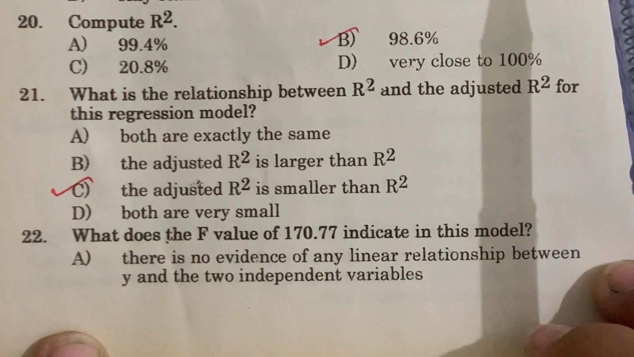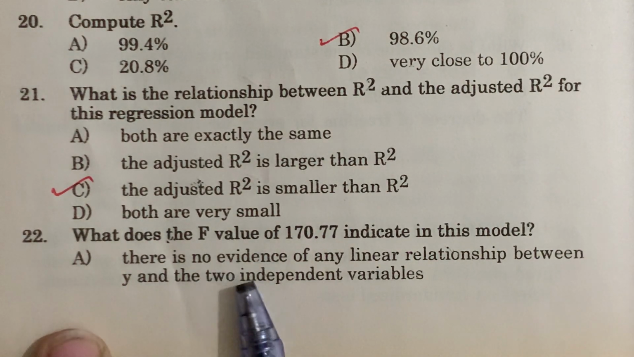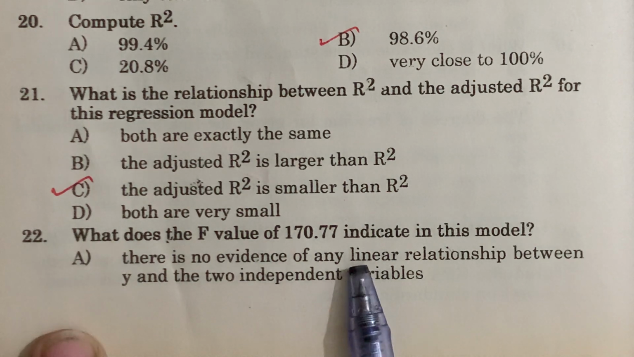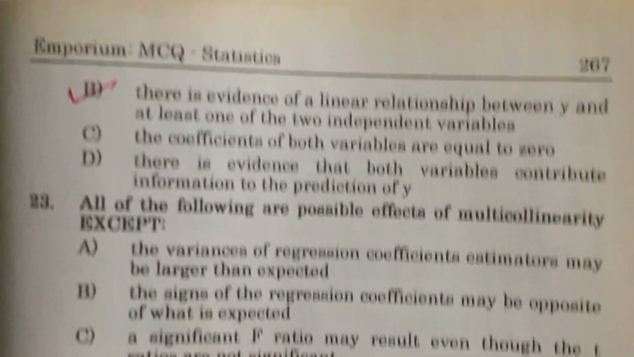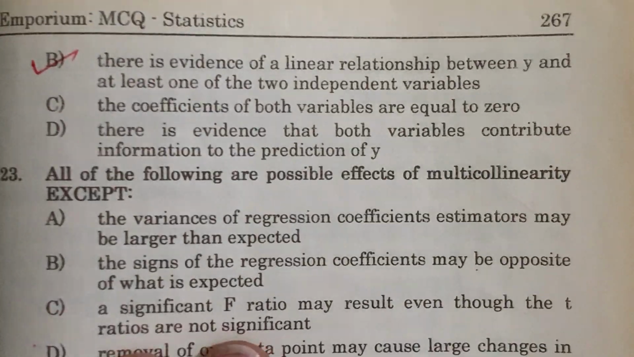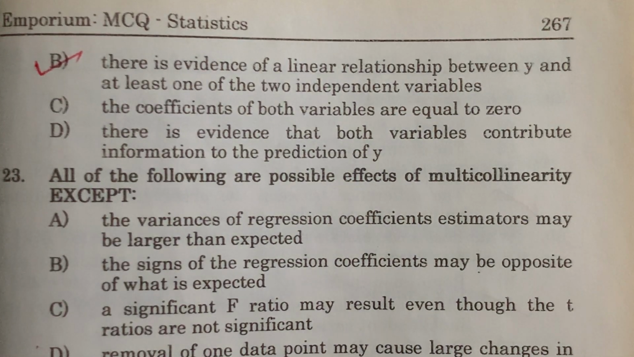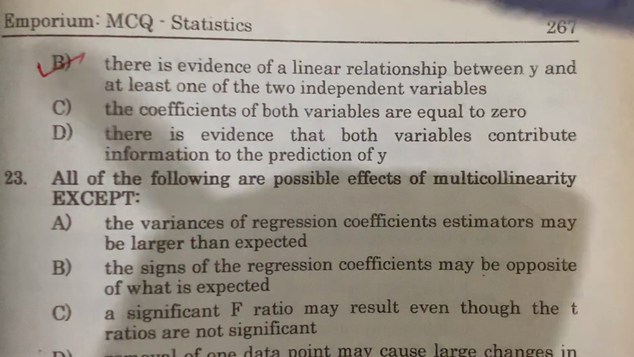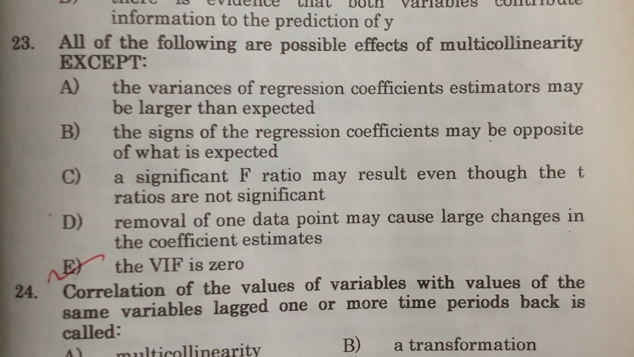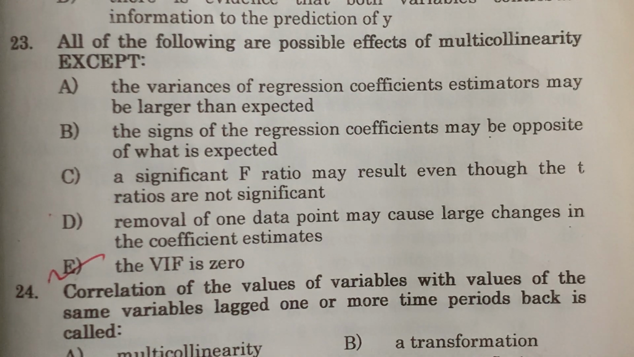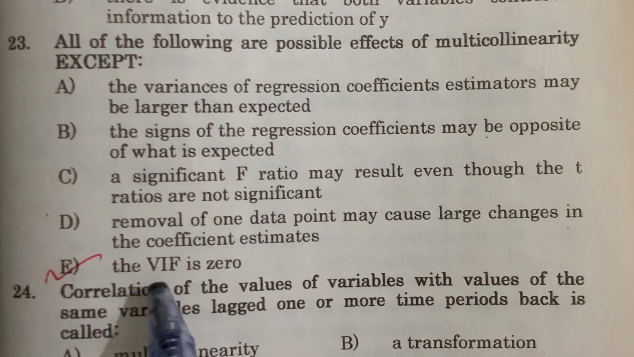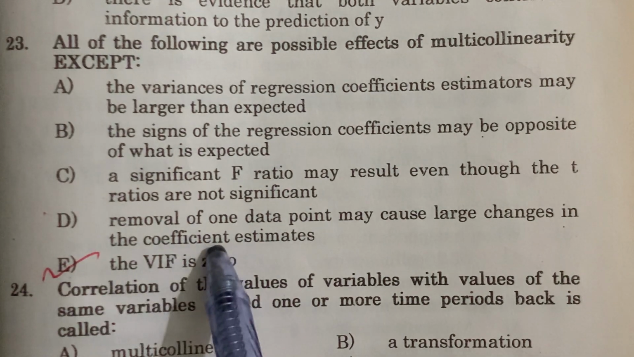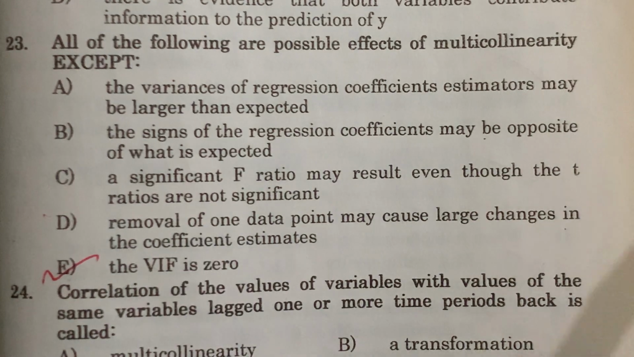MCQ number 22 is, what does the F value of 170.77 indicate in this model? So it is indicating there is evidence of linear relationship between Y and at least one or two independent variables. Option number B is correct. MCQ number 23 is, all of the following are possible aspects of multicollinearity except dash. The VIF is 0, so this is not a possible effect.